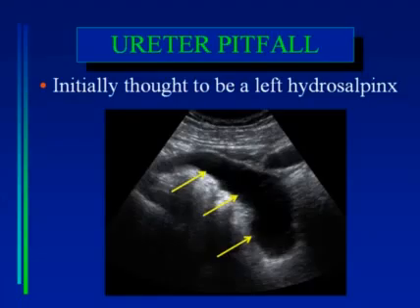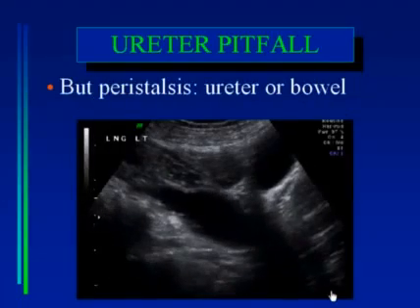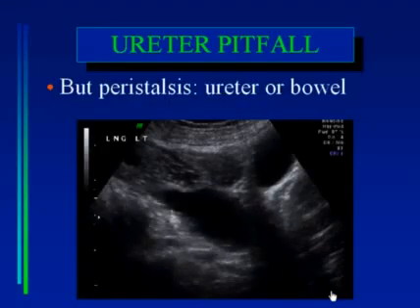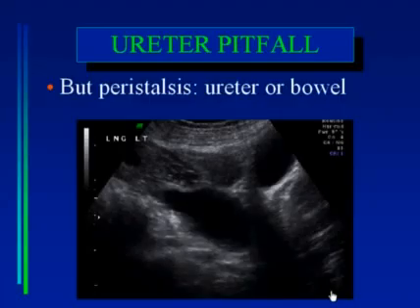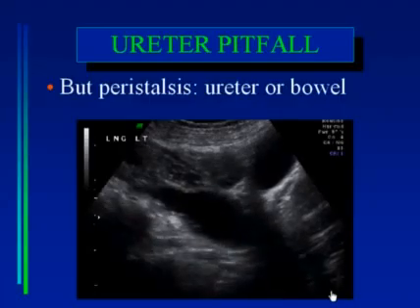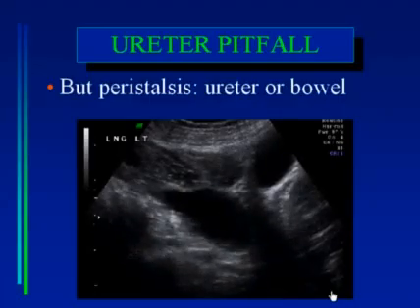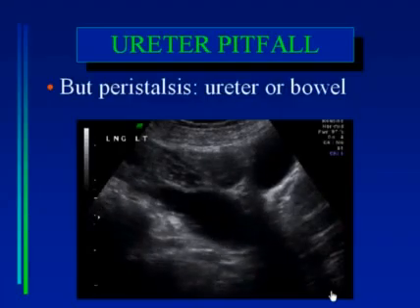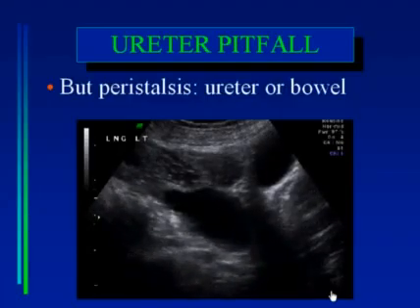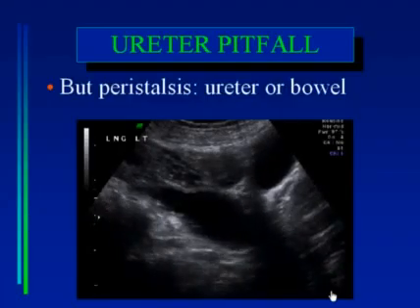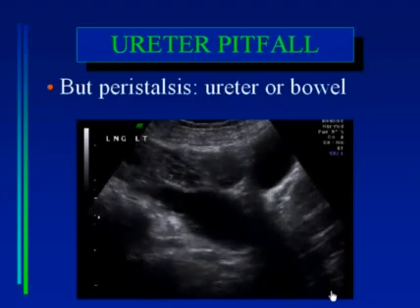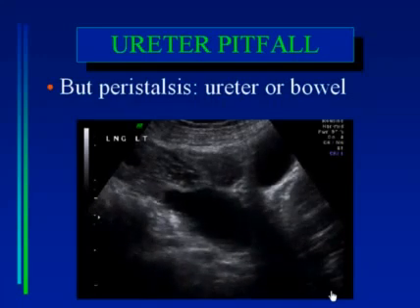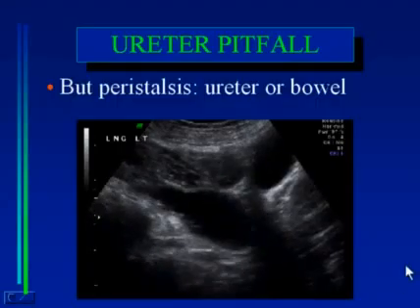However, with further imaging at real-time evaluation, you can see that the structure is actually peristalsing. Peristalsis is not typical of a hydrosalpinx and would bring up the possibility of either a dilated distal ureter or a loop of bowel. And so by following the structure, one can decide whether or not it's ureter or bowel. The ureter is going to rise out of the pelvis eventually, go towards the kidney. Bowel will have a more tortuous appearance if you scan it long enough.